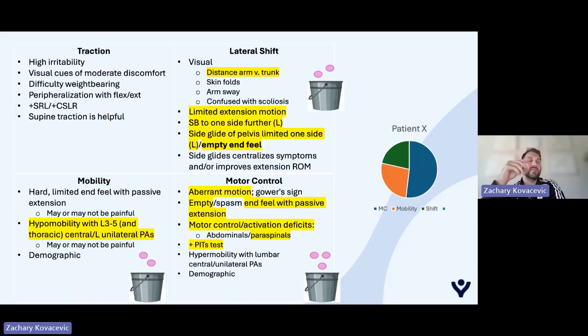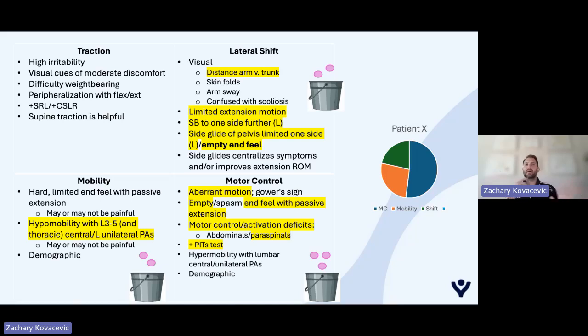There's motor control stuff present, and you can't miss it, right? The individual flexes to 40 degrees. They get their symptoms. They have an empty end feel with passive extension. Again, whenever you have an empty end feel or a spasm, something from a motor control perspective or an activation or trunk performance thing is happening. And they have deficits. Now, excuse me, I said abdominals before, but they have deficits in the paraspinal region from a motor perspective, and they have a positive PITS test. And we also have some hypomobility in the L3 through 5 region, CPAs and UPAs.